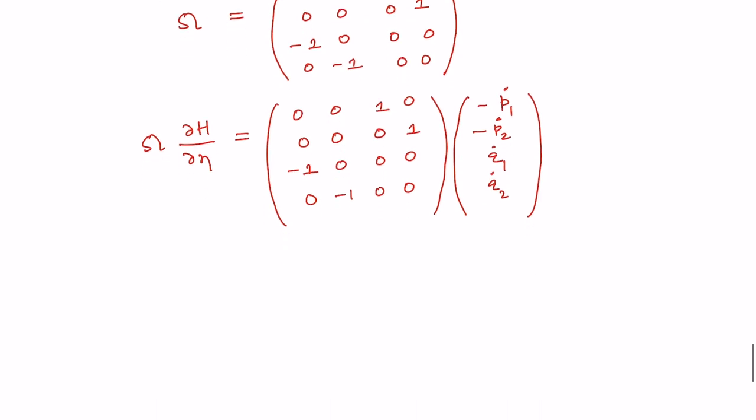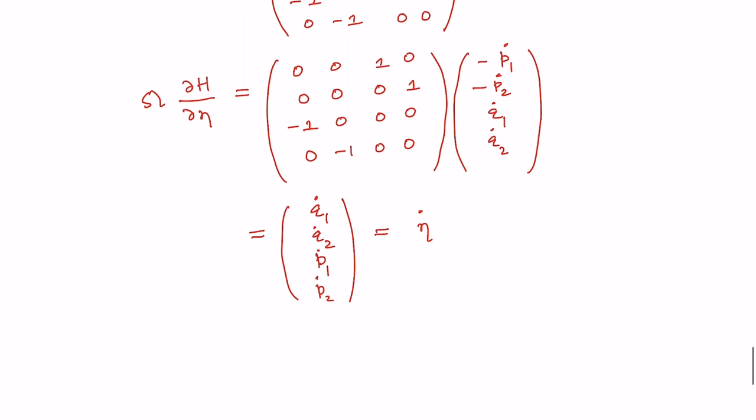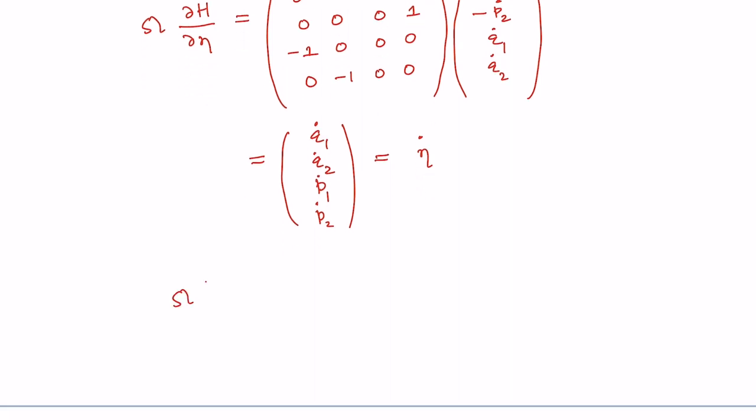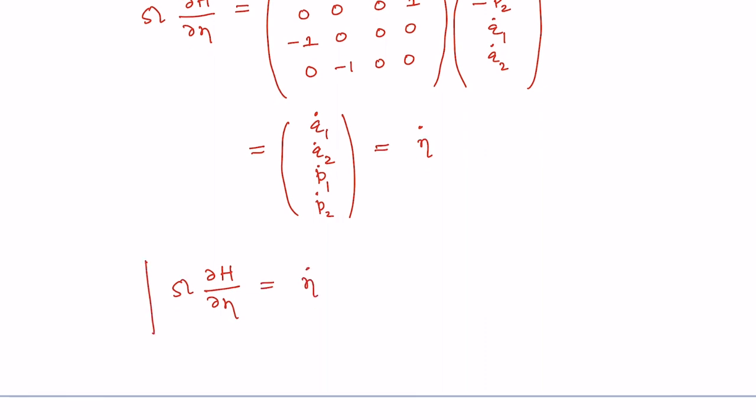Now you just do the matrix multiplication, and then you are going to get q1 dot, q2 dot, as you can see easily, p1 dot, p2 dot. So therefore this guy is nothing but your eta dot. So therefore we have this relation, omega delta h delta eta is equal to eta dot. These are Hamilton's equation of motion in the matrix form.